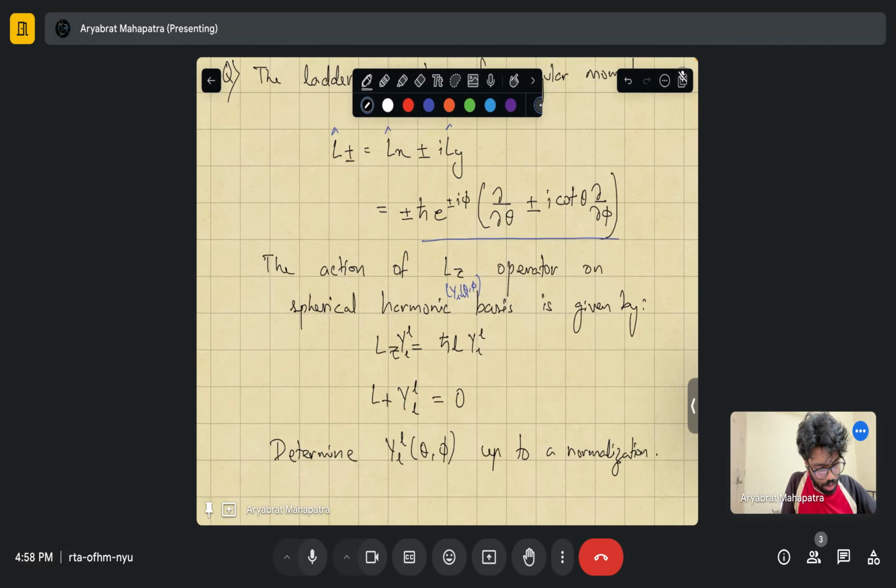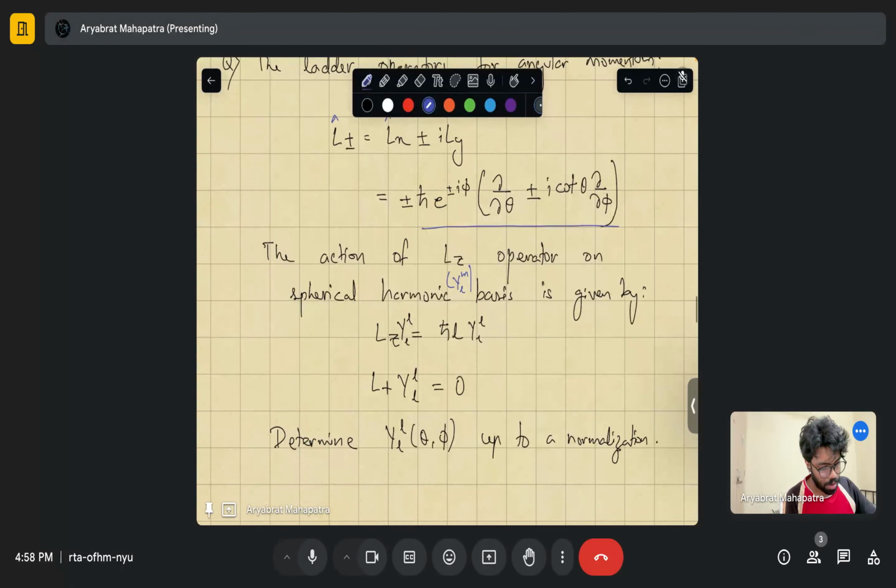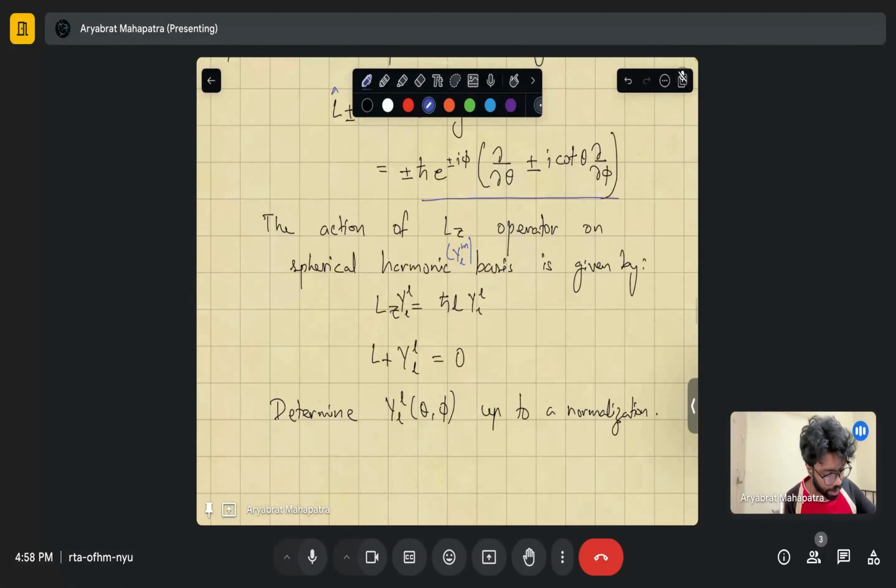So let's say this is denoted like this, YLM. So when M is equal to L, you basically have this YLL. And again, as I was telling you before, when you apply L plus on YLL, LL is the highest and it cannot go further, so you get 0.